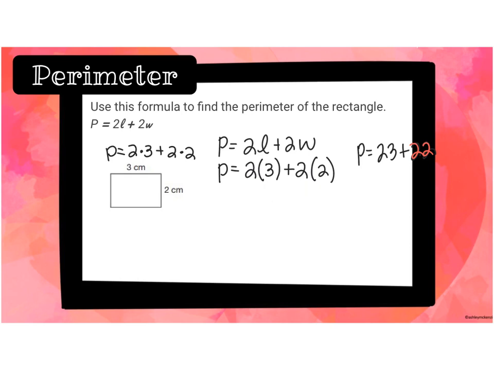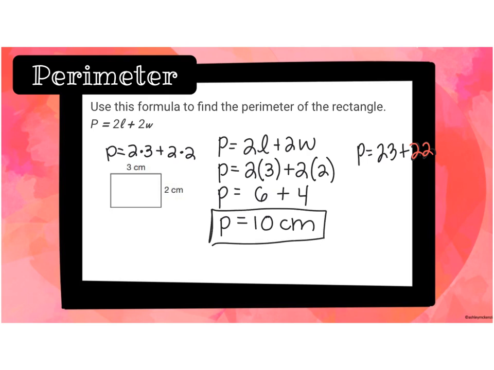Now I'm going to solve this. So P equals, what is 2 times 3? 6. What is 2 times 2? 4. And so what is my perimeter? 10 what? Centimeters. Every single problem will look like this. Look how beautiful and organized.